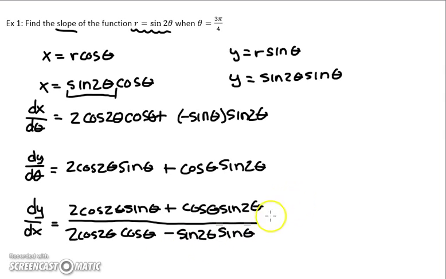Now we want to evaluate that at 3 pi over 4. So this little bar right here means evaluate at this point here. So if you plug 3 pi over 4 into all of this stuff here, you get 1. So the slope of that function is going to be 1 when you plug 3 pi over 4 in.